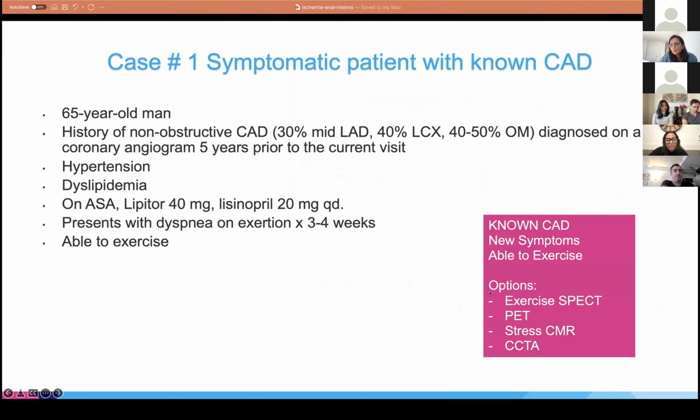So now my question, you can choose anything. You can choose a coronary CTA or you can choose functional testing. And for functional testing, because he can exercise, I want to try and use something with exercise, which would be an exercise SPECT or an exercise echo.